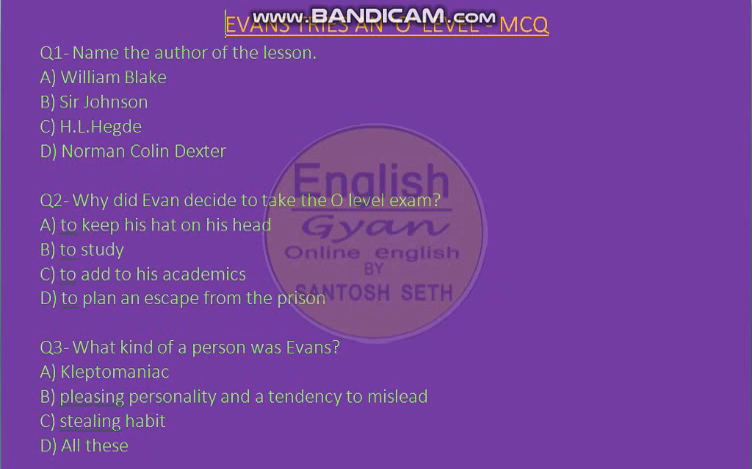Question number 2. Why did Evans decide to take the O-level exam? Options are A. To keep his hat on his head, B. To study, C. To add to his academics, and the last one, D. is to plan an escape from the prison. Question number 3. What kind of person was Evans? A. Kleptomaniac, B. Pleasing personality and a tendency to mislead, C. Stealing habit, D. All these.